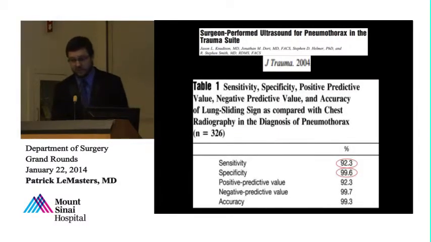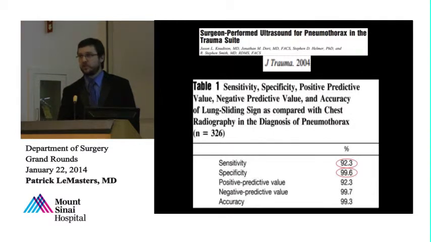What about us as surgeons? How good are we? This is another prospective analysis of 328 patients. Looking at the sensitivity of surgeon-performed ultrasound, we have a sensitivity of 92.3% in finding pneumothorax with a specificity of 99.6%. And this was just using lung sliding and comet tail artifact as the diagnostic criterion. So I have to admit, it actually took me a little bit to buy into the fact that ultrasound could be so good for pneumothorax, but the evidence is very strong, and it even made this guy a believer.